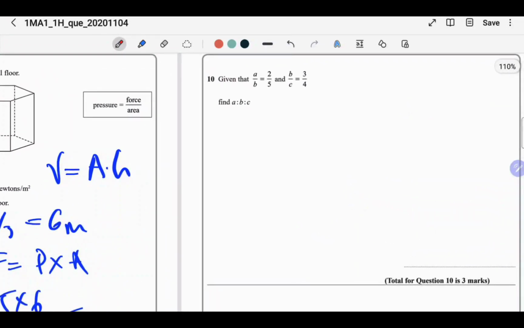Given that A over B equals 2 fifths and B over C equals 3 fifths, find A is to B is to C. So first of all, we want to make sure we write down the ratio. A to B is 2 to 5, and then B to C is 3 to 4. Okay, if you want to write a ratio in this format, which has been asked, you want to make sure that these two numbers are the same.